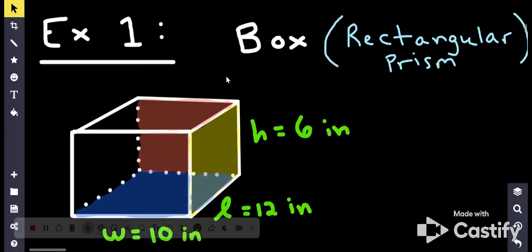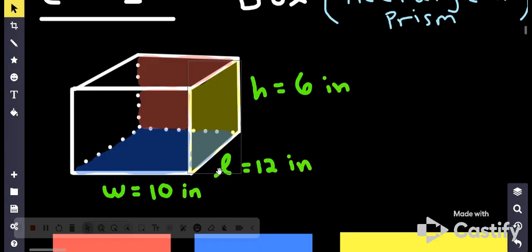So let's start off with the most basic example, a box, or more formally, a rectangular prism. We've been given the dimensions: width is 10 inches, length is 12 inches, and height is 6 inches. Some books might also use base instead of width and depth instead of length, but the idea is still the same.